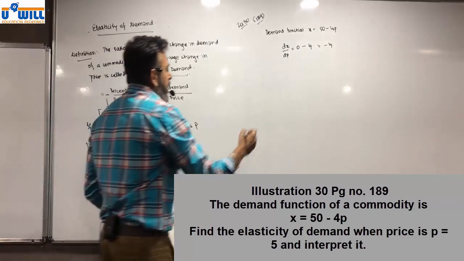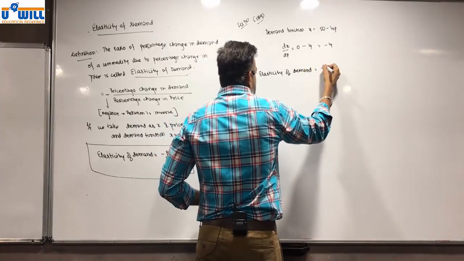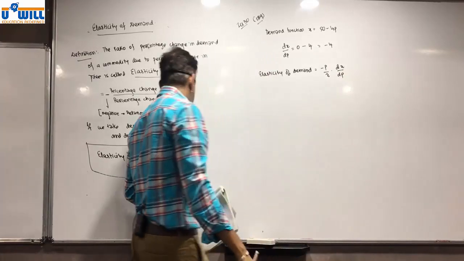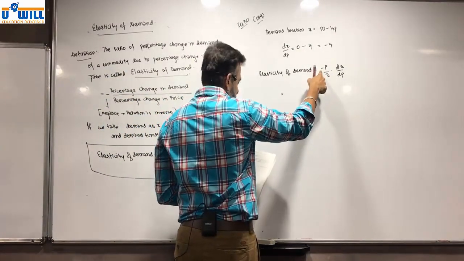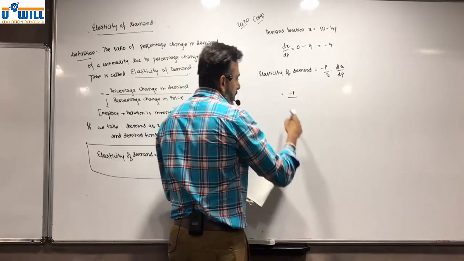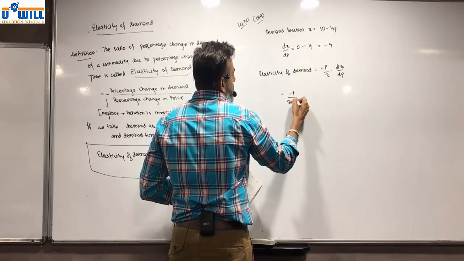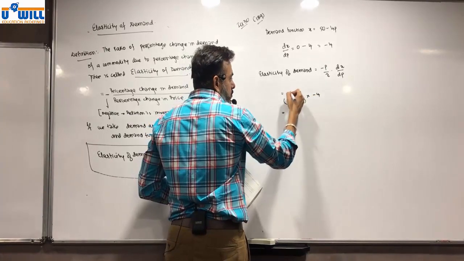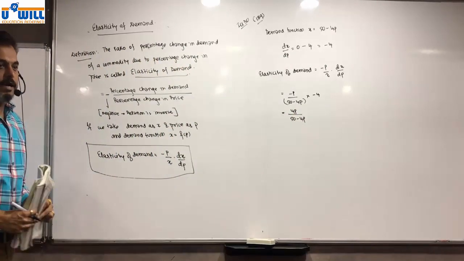So first, let's find out elasticity of demand. Elasticity of demand is equal to -P/X into the derivative of X with respect to price P. Minus P, as it is we keep; P = 5 is given, we will use it later. First we make the equation. Minus P by X, where X = 50 - 4P, in the bracket, into -4, which is minus minus plus. So 4P upon 50 - 4P. Got it?